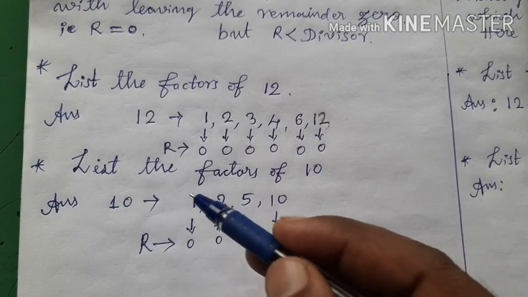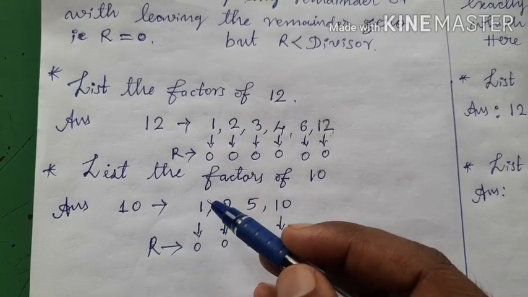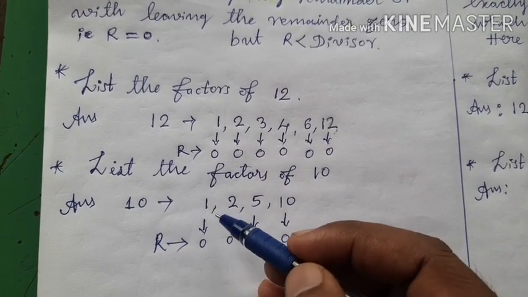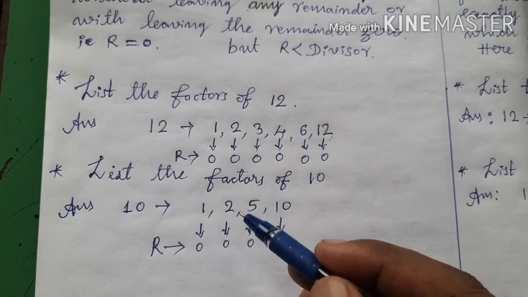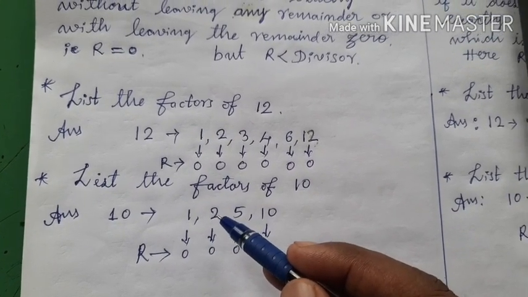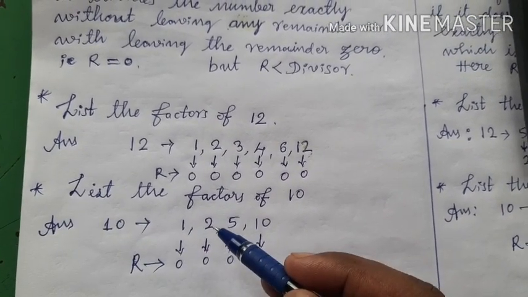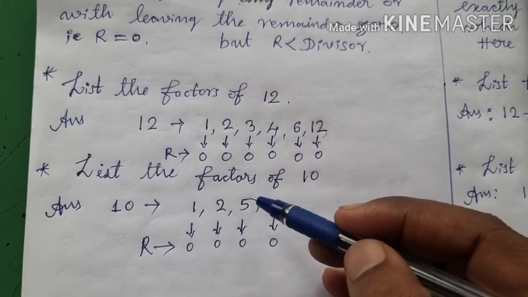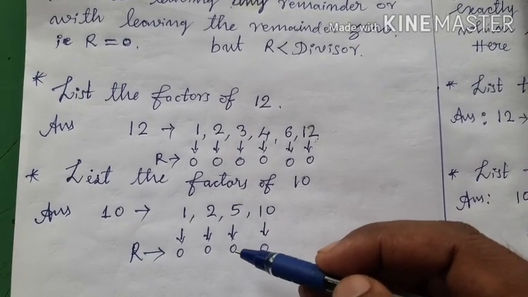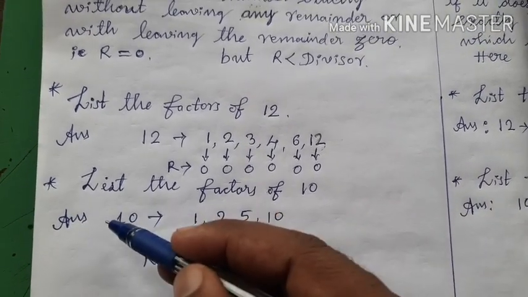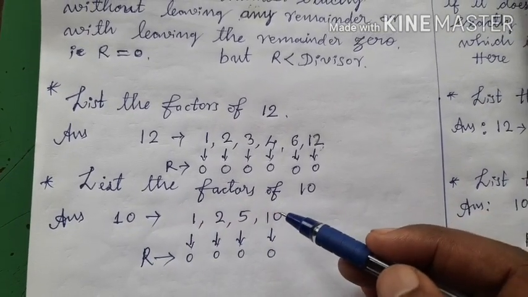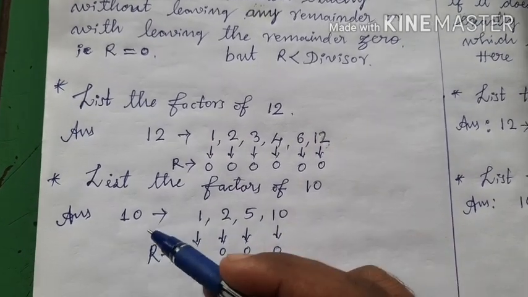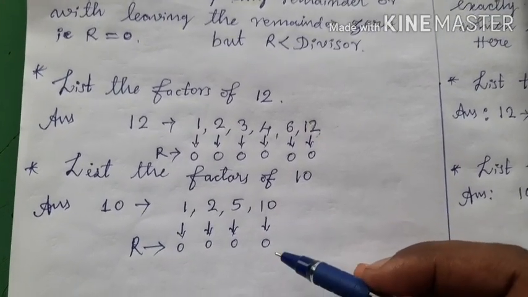Do you know why? When you divide 10 by 1, the remainder is 0. That's why 1 is the factor of 10. Similarly, 2 is a factor of 10 because when you divide 10 by 2, the remainder is 0. Similarly, when you divide 10 by 5, the remainder is 0. That's why 5 is a factor of 10. And when you divide 10 by 10, the remainder is 0.